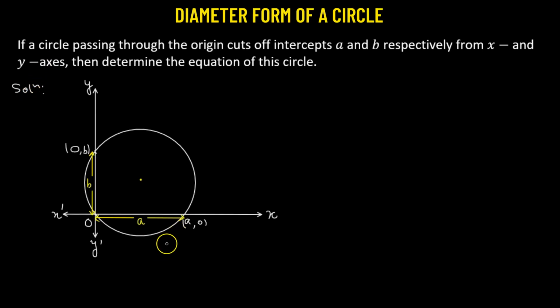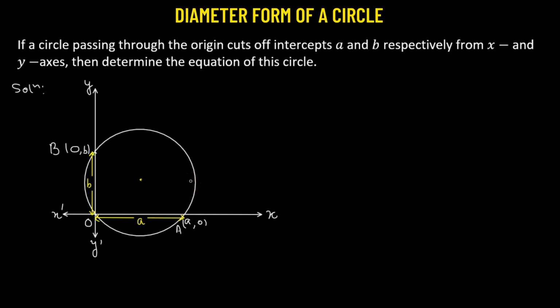Here we have the Cartesian plane with the x and the y axis. We have the circle that passes through the origin and it cuts off an intercept of A on the x-axis and an intercept of B on the y-axis. The point where it has an x-intercept of A, we're going to consider as (A, 0), and the point where it has a y-intercept of B, that point is (0, B). We need to find out the equation of the circle.